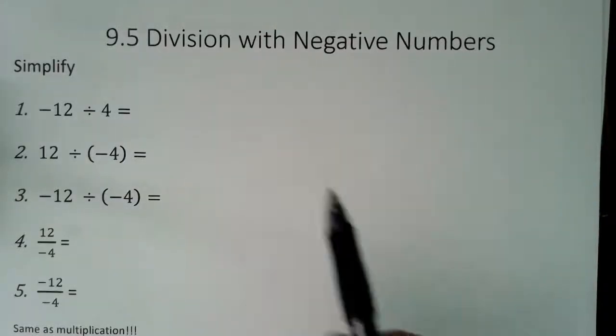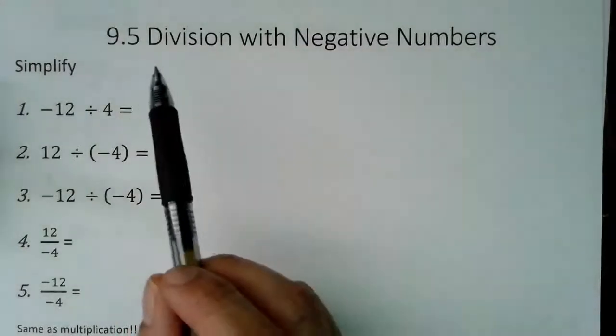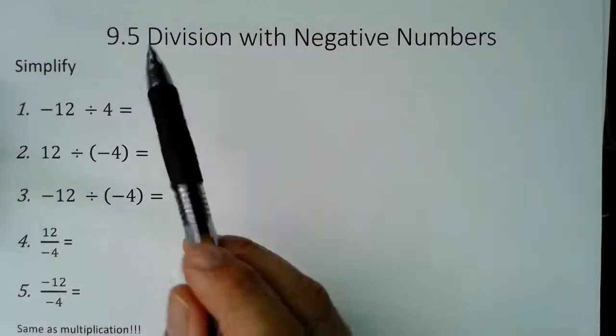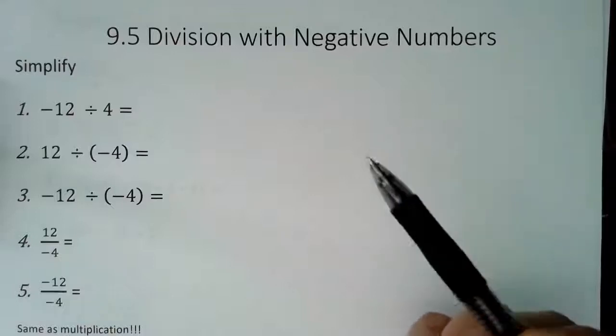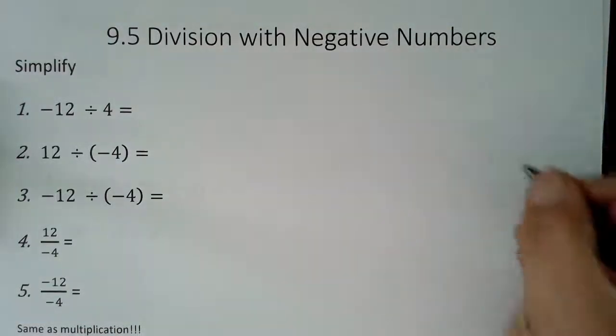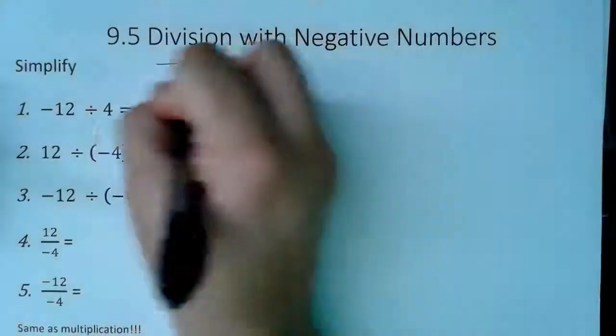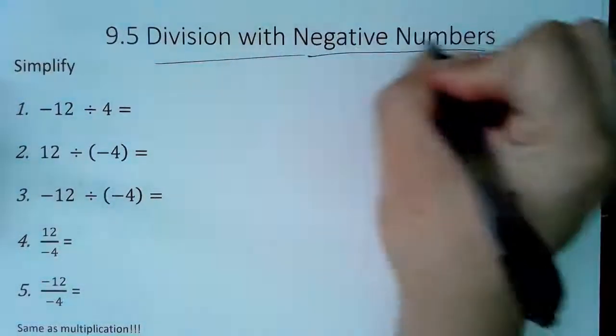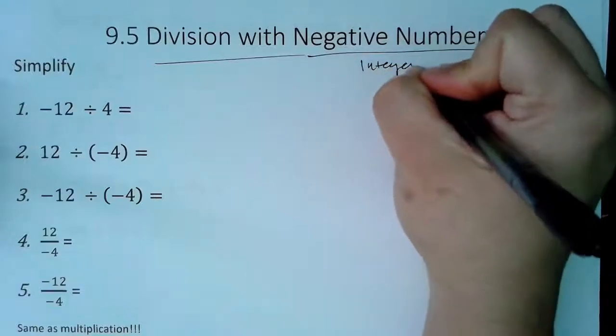And again, I should have just combined. I'm realizing I should have combined this with 9.4 because it's basically the same thing as 9.4, except that now you're dividing, so the same rules apply. So for division with negative numbers, or integers, we could say rather integers, right? Because it includes positive and negative.